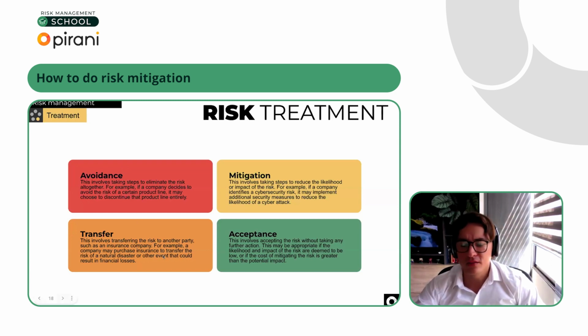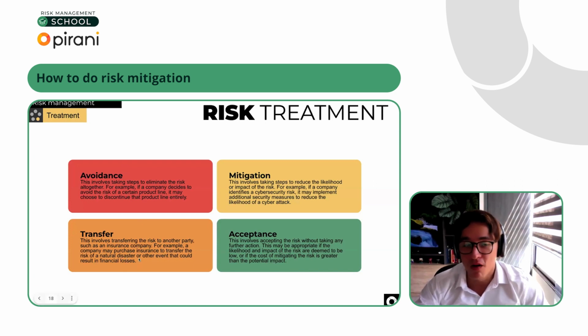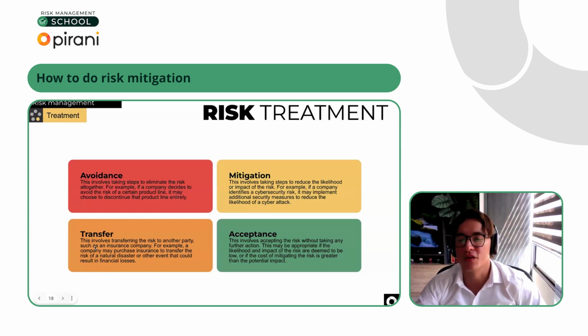The second one, in any order, is transfer. This involves transferring the risk to another party, such as an insurance company. For example, a company may purchase insurance to transfer the risk of a natural disaster or other event that could result in financial losses. So if you hire an insurance company, usually it is to transfer the risk.